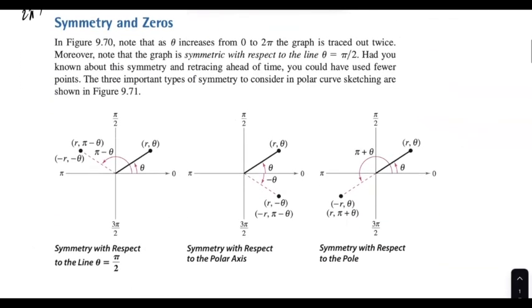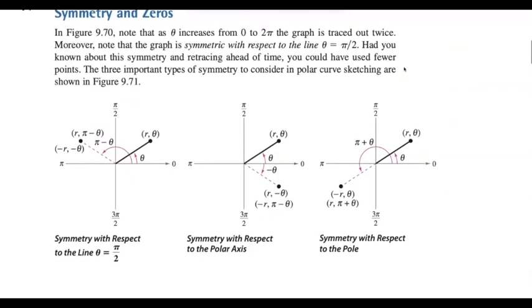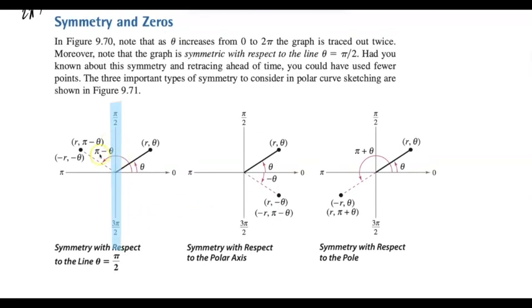Symmetry and zeros. If you notice the picture we just did, it's symmetric about pi over 2. A lot of polar curves have symmetry. Sometimes it's over pi over 2. Sometimes it's over the origin. And sometimes it's on the line here, on the pole. Just be aware of that, and sometimes it can make your life a little easier.